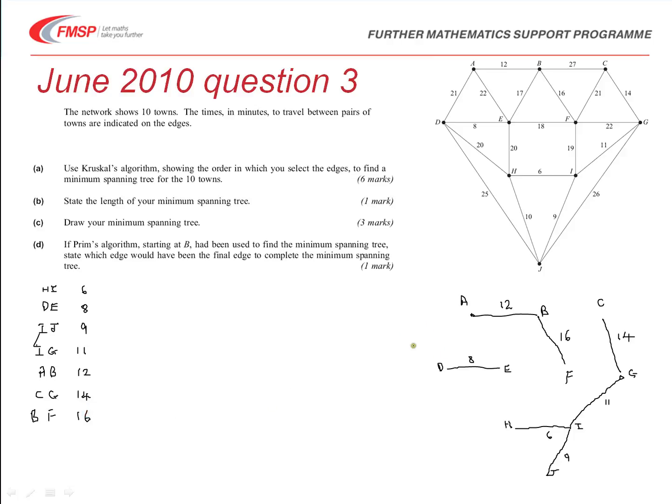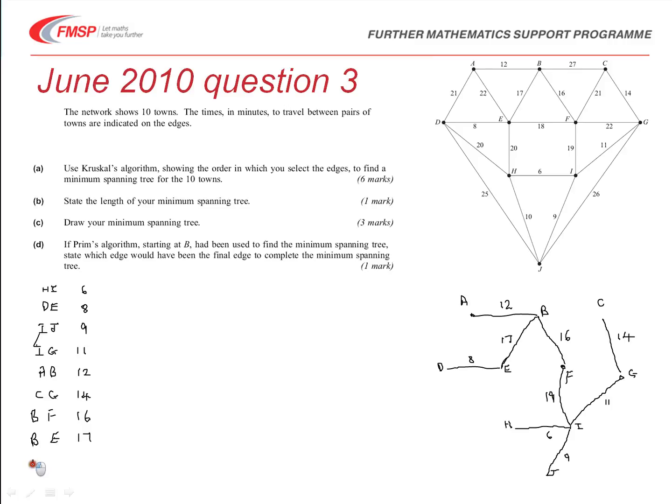Next, BE is 17, so that would be the next one to put in. And finally we need one more. The next smallest is FI, which is 19. I don't think there are any others that will give us what we require, so we go from F to I, which is 19.